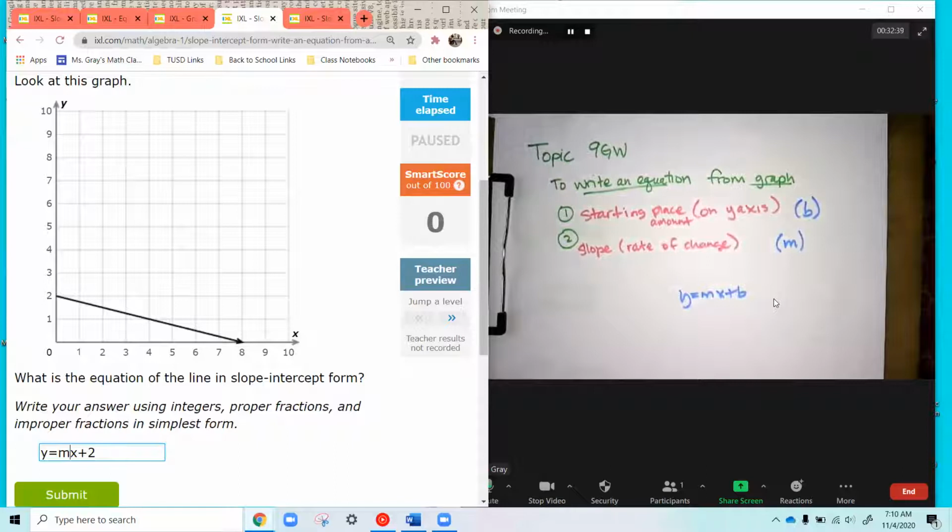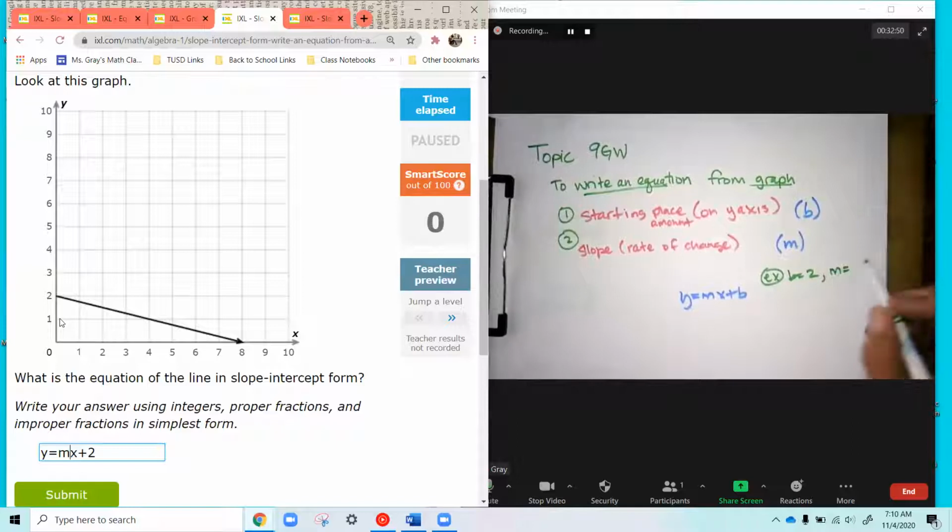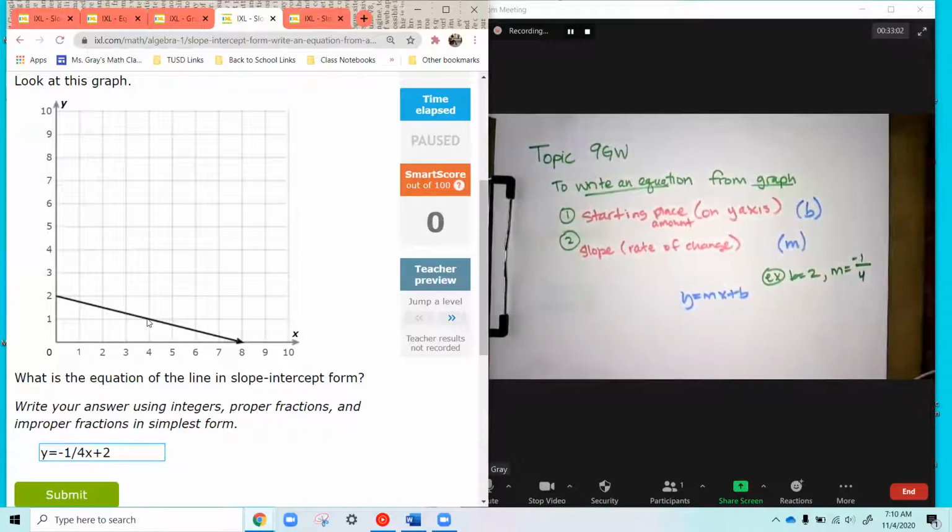And then it looks like if I'm looking at the points, b equals 2, m equals, so from 2, I'm going down 1 over 1, 2, 3, 4. So negative 1/4. So it's a little awkward the way they have you type this in. I wish they made it look like a fraction, but you can just put it in like that.